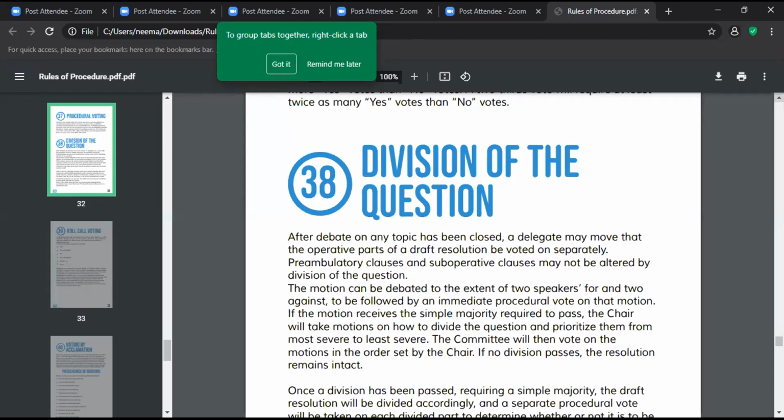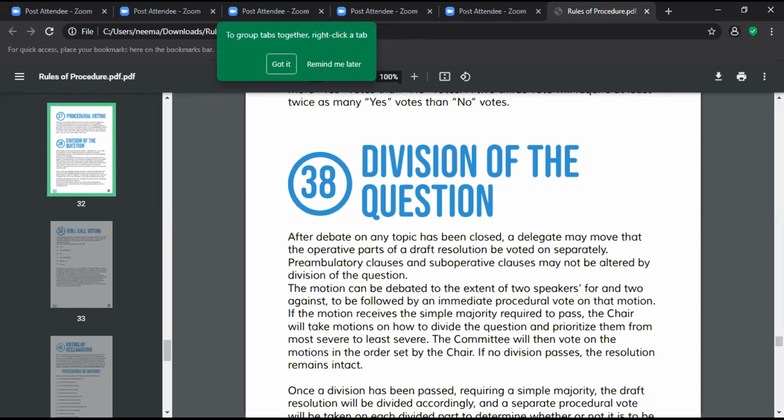If the motion passes, the chairperson will then ask the committee for all proposed divisions. Delegates may divide out single operative clauses or groups of clauses. Then the delegates will specify which parts they want. After accepting the divisions, the chairperson will conduct a vote on each proposed division.